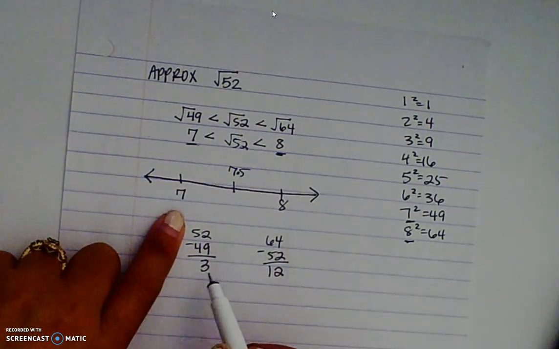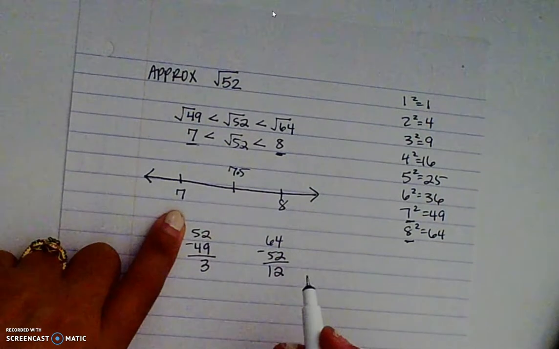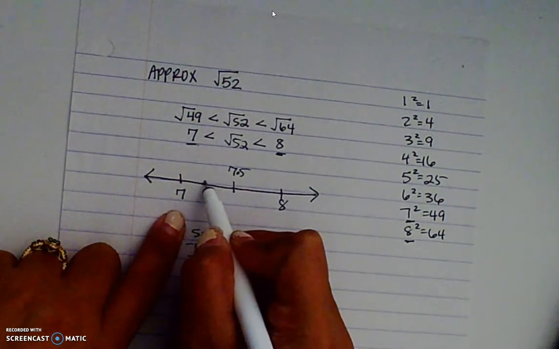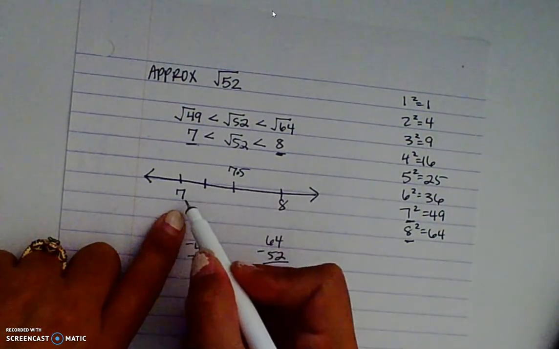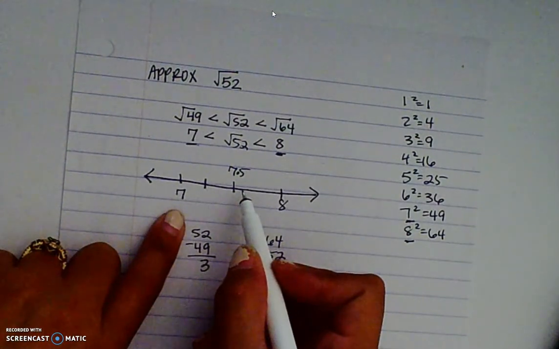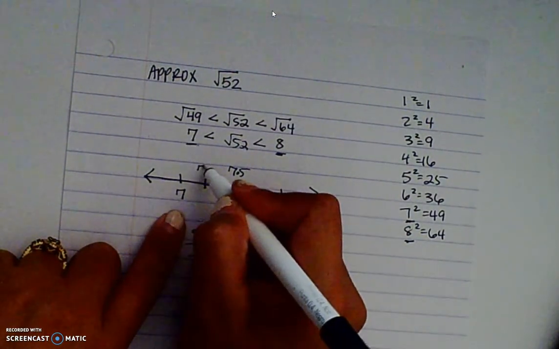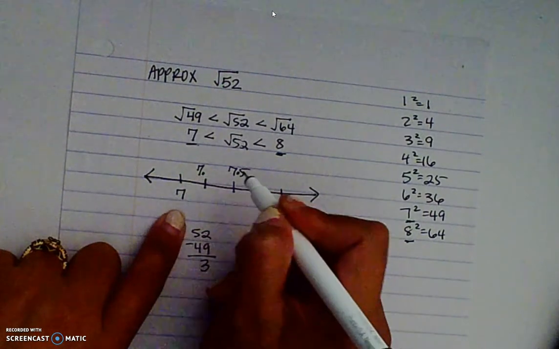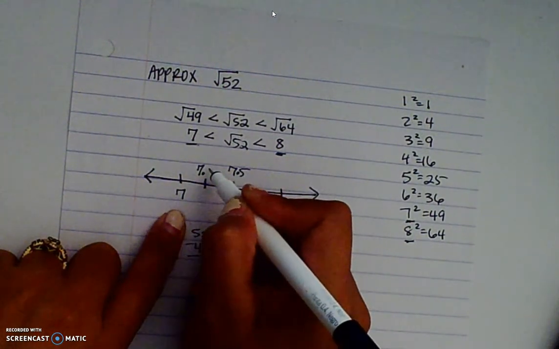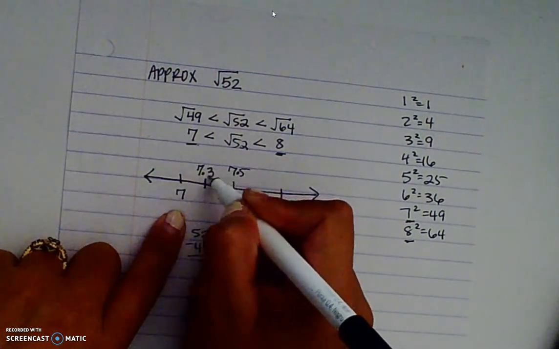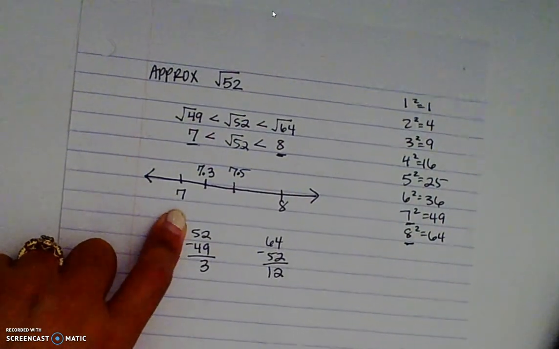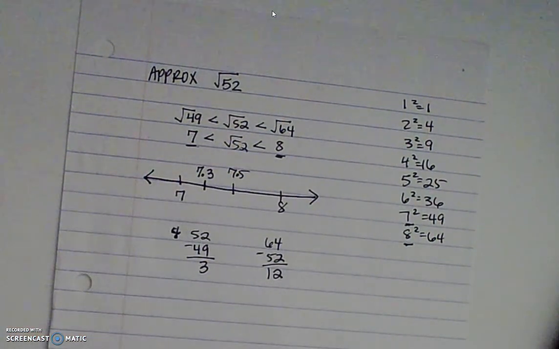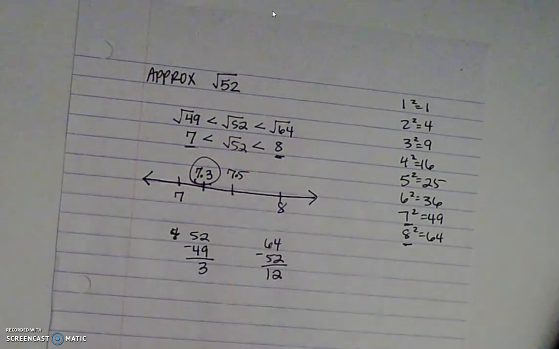It's 3 numbers away. So I would say maybe it's about, I don't know, halfway between 7 and 5/10. So I'm just going to say 7 and 3/10. It could be a little smaller, it could be a little bigger, but again, it's an approximation. We're not looking for an exact value. We're just looking for an approximation.